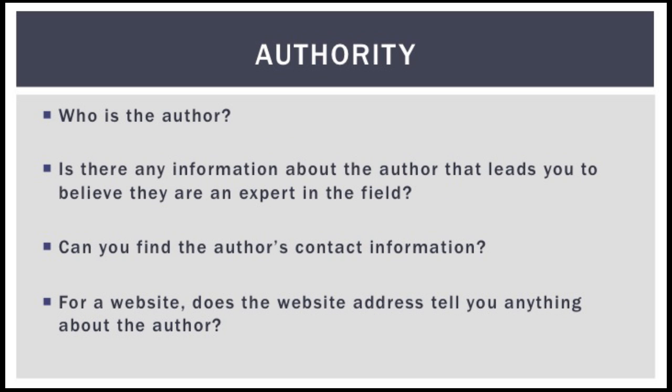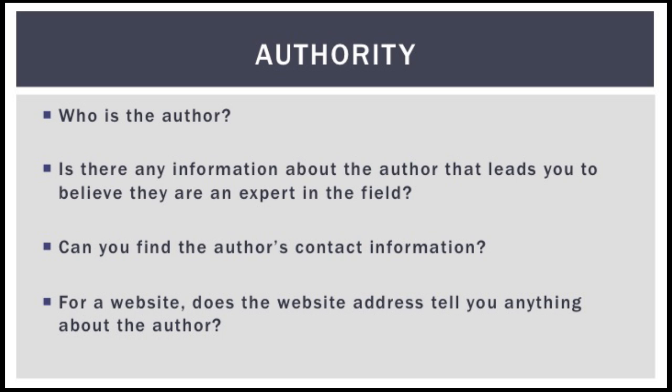Then we have authority. Authority refers to the author or creator of the information source. Determining the author of the source is important in determining if the source is credible. The author should have some evidence of being knowledgeable about the topic and trustworthy. To determine authority, ask, who is the author? Is the author an individual, company, government entity, or an organization? Is there any information about the author that leads you to believe that they are an expert in the field? For example, can you find their education and/or other well-reviewed or cited publications on the topic? Can you find the author's contact information?